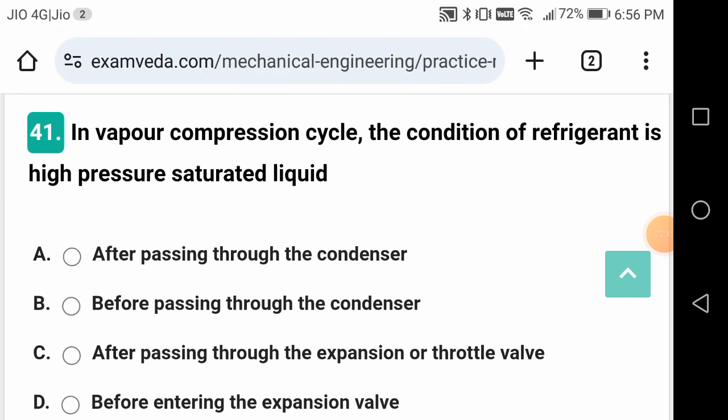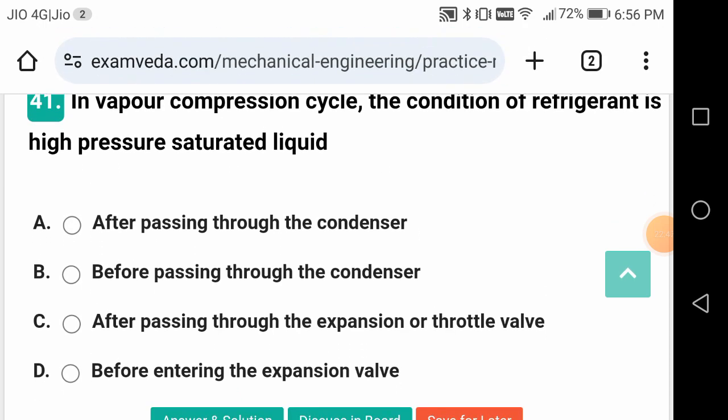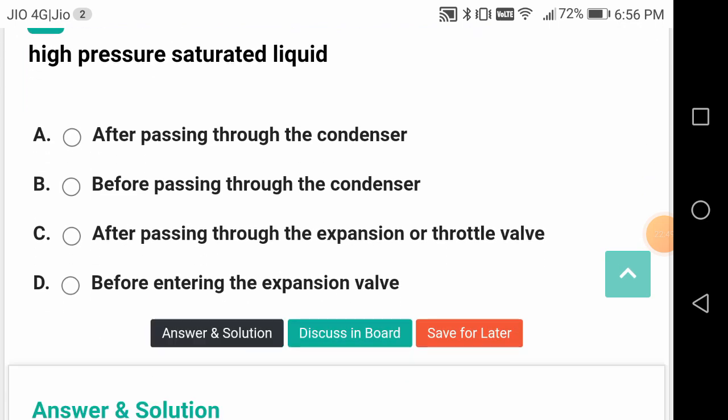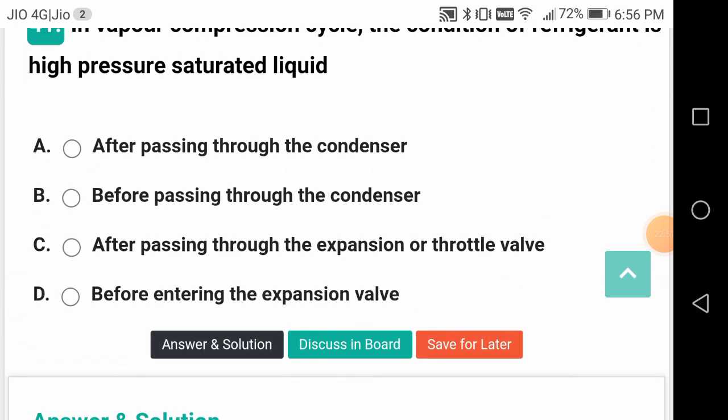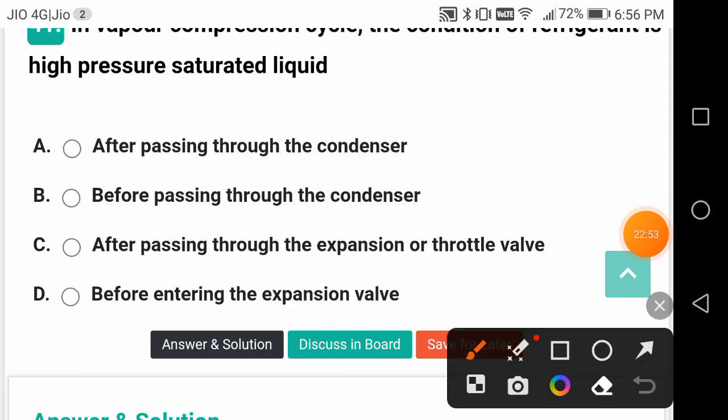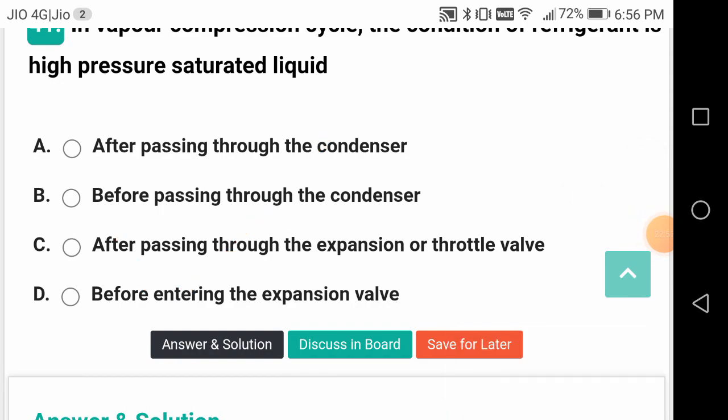In a vapor compression cycle, the condition of refrigerant is high pressure saturated liquid when? Before entering the expansion valve. It is similar to after passing through the condenser. After the condenser means the exit of the condenser is the entry to the expansion valve. Both are the same.